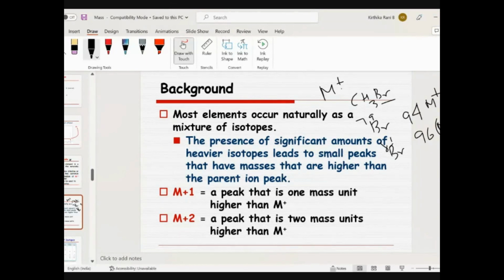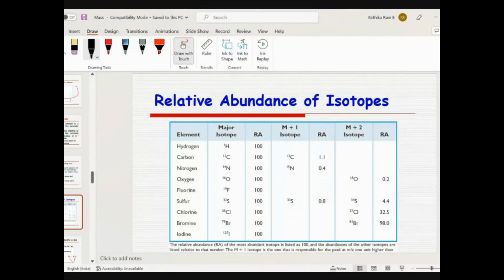Why plus 2? Because bromine has both 79 and 81. Guys, are you getting this point? Do you understand this point? Yes, ma'am. This is a basic isotopic chart. Where should I concentrate? I need not concentrate on all the isotopes. I should concentrate only on this.